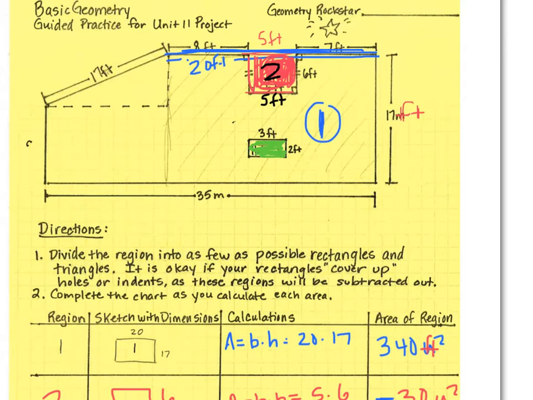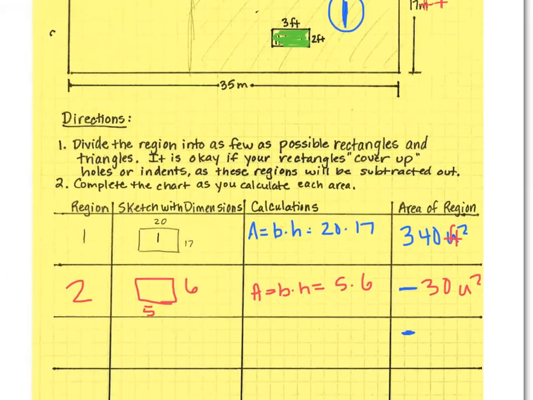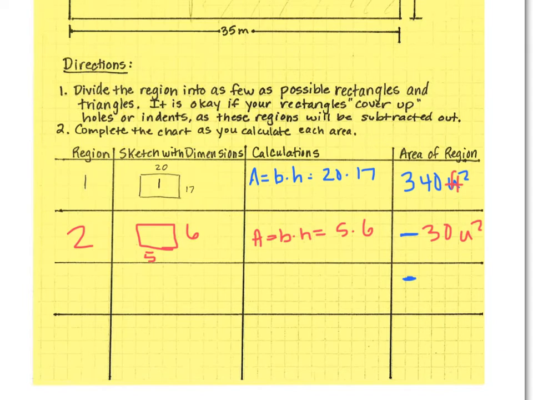The area of that region is base times height. So region 3 is 3 units wide and 2 units high. Rectangles are base times height, so 3 times 2 is 6. I keep wanting to put units instead of feet. 6 feet squared. All right, that takes care of the entire right side of the picture.